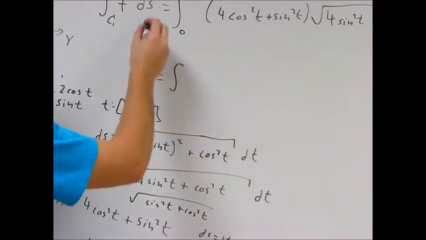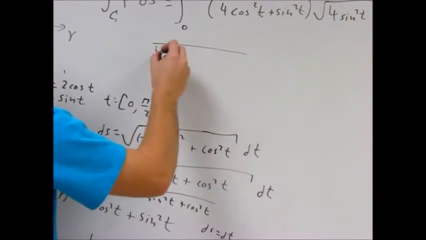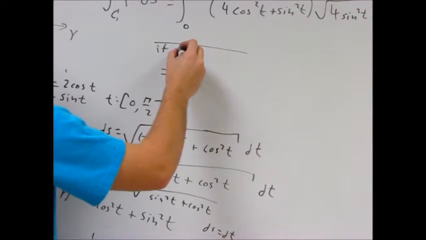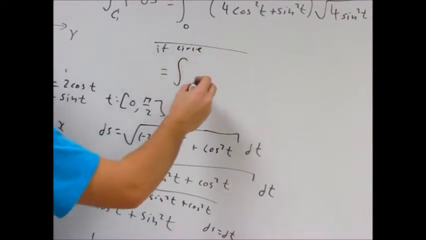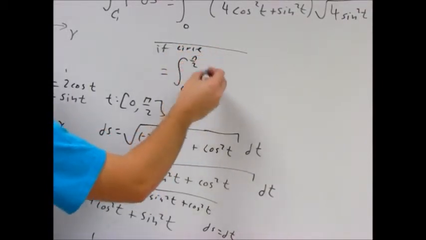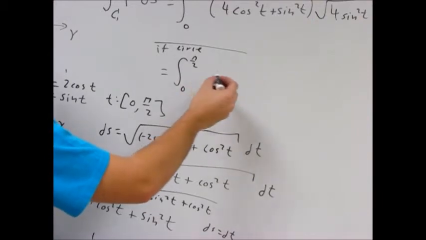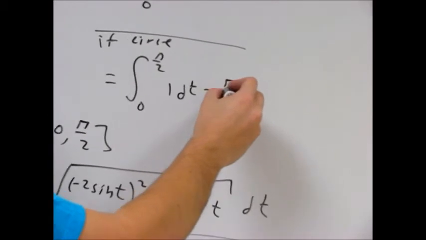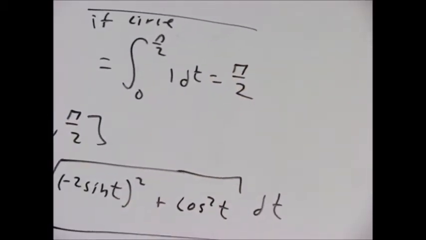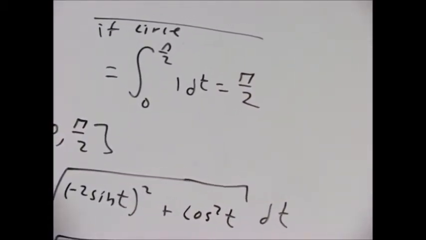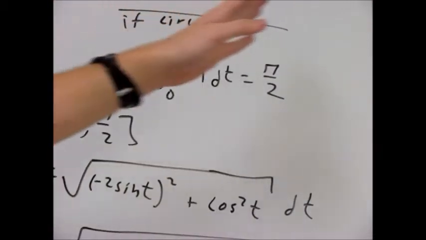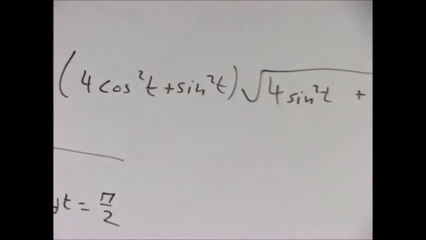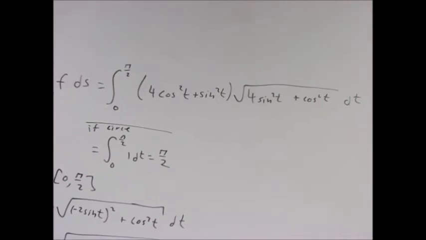This is not the same as this. If this were a circle instead, it would just be the integral from 0 to pi over 2 of just 1 dt, so it's just pi over 2. And so you can see most of the time it'll probably be something unsolvable, or at least you can't find a very easy way to solve it. But this is how you would do it.